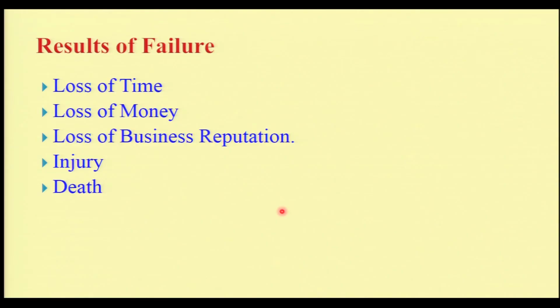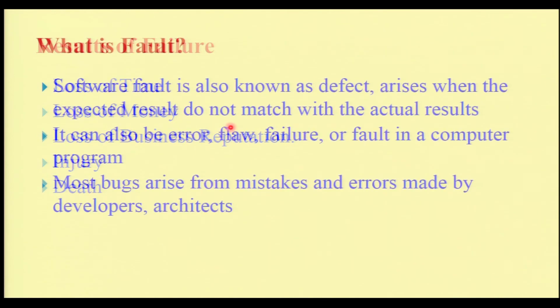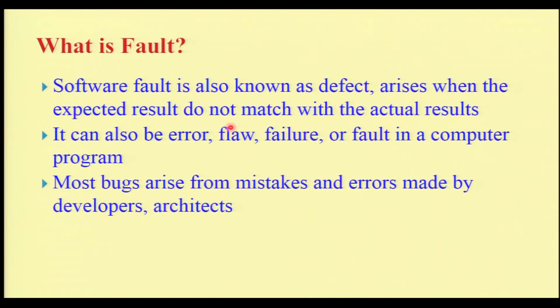Now let us see the results of failure. When a failure has occurred, it denotes loss of time, loss of money, loss of reputation, injury, and it may also result in death. So these are some of the results of failure. Let us see what a fault is. We have seen about failure. Now let us see what a fault is about.